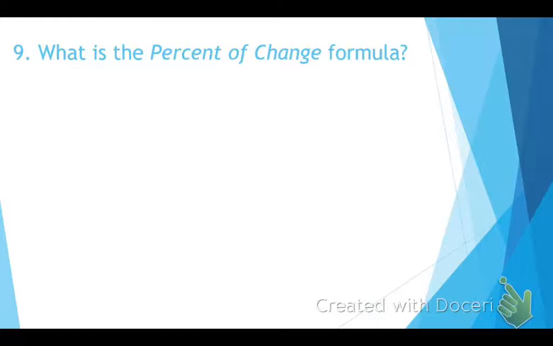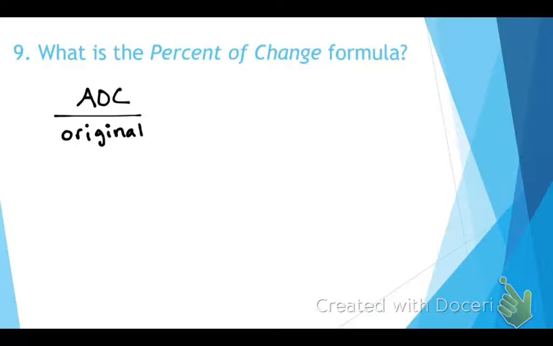What is the percent of change formula? Does anyone happen to remember the percent of change formula? Maddie, what'd you get? P equals AOC over original. Okay, AOC over original. Who remembers what AOC means? Amount of increase or decrease. Okay, it is the amount of increase or decrease. That means the amount of, what was it, Kalani? Amount of change. Good job.